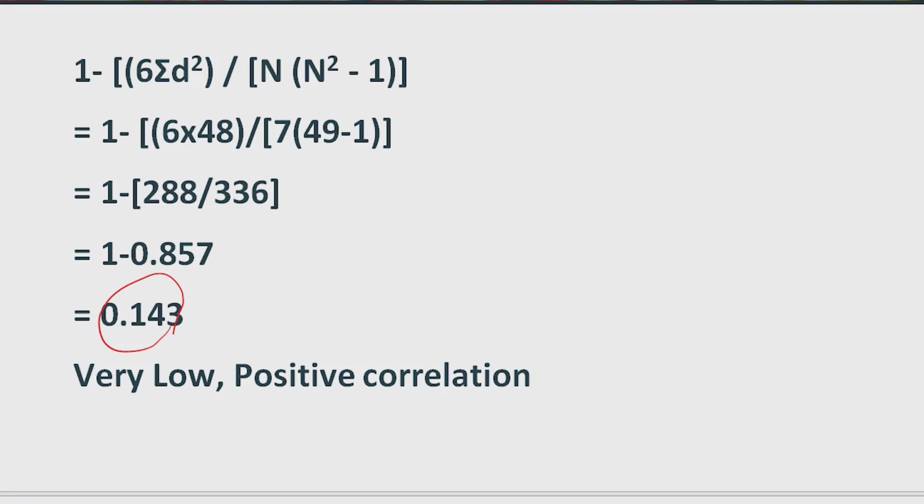0.143. Now 0.143, first of all we can see the sign, it is a positive correlation, but at the same time it is very low, because less than 0.3 is a very low correlation. So this is how you find the Spearman rank order correlation when the ranks are not tied.